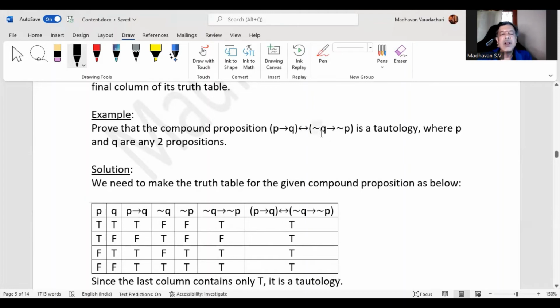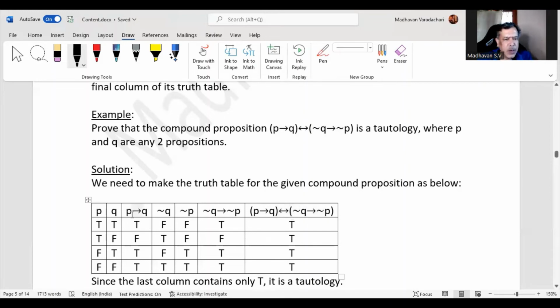Now comes not P implies not Q. Wherever not P is true in the first statement, and wherever F is there in not P, there only it will be false. Rest of the places it will be true. So this is true, this is false, this is true, this is also true. Now you can evaluate the final compound proposition: P implies Q, biconditional, not Q implies not P.